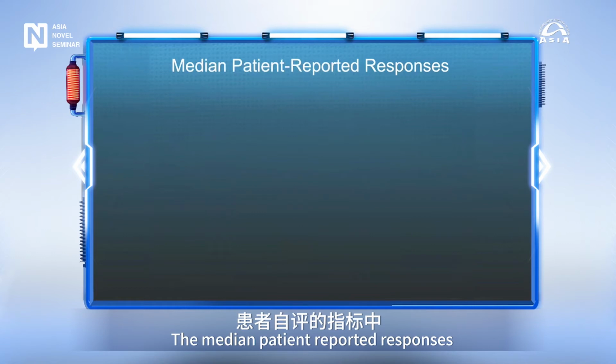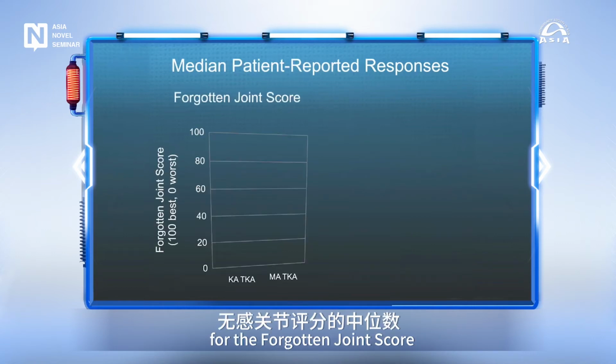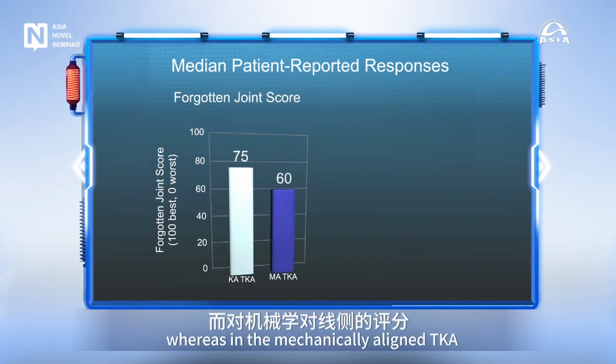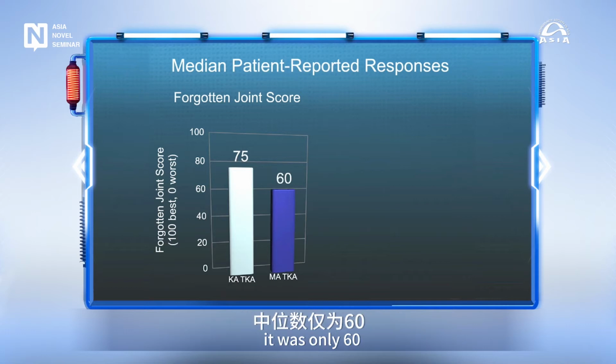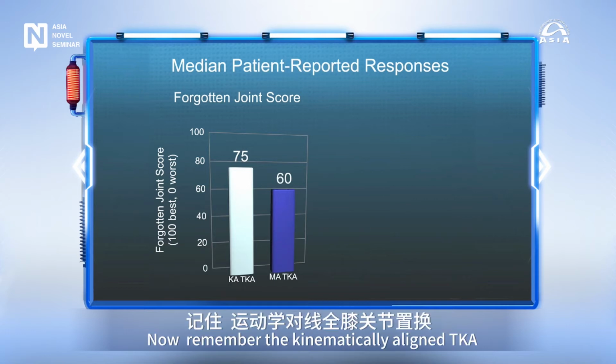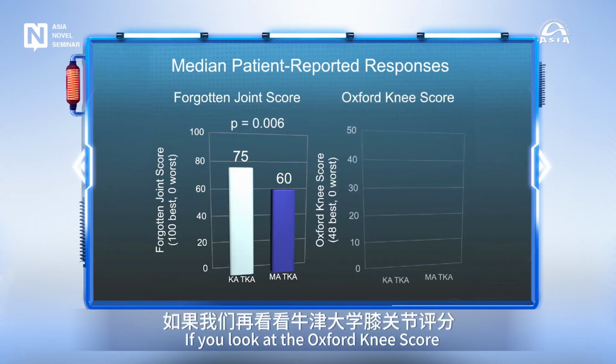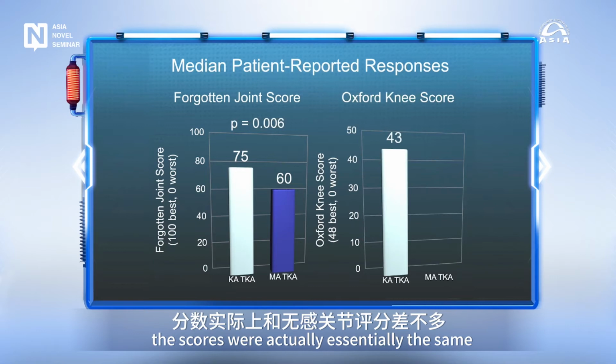The median patient-reported responses for the Forgotten Joint Score for the calipered kinematically aligned TKA is 75, whereas in the mechanically aligned TKA, it was only 60. Now remember, the kinematically aligned TKA had a shorter term of follow-up. If you look at the Oxford Knee Score, the scores were actually essentially the same.